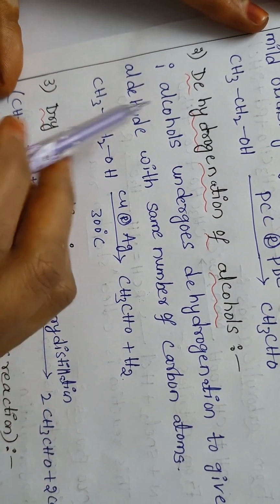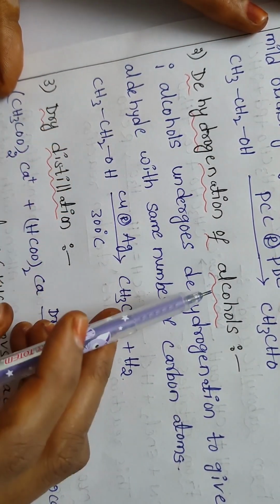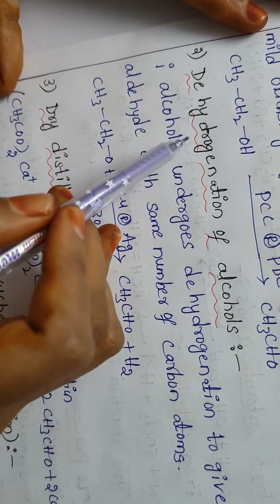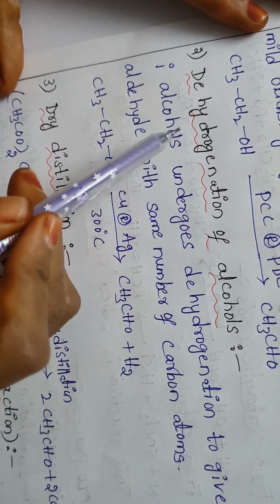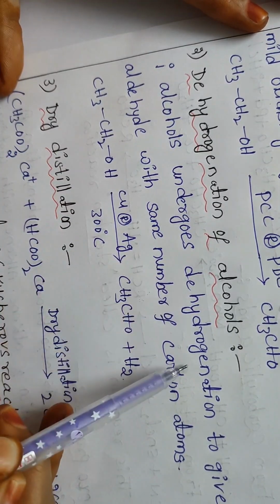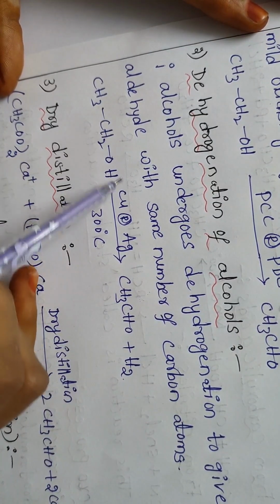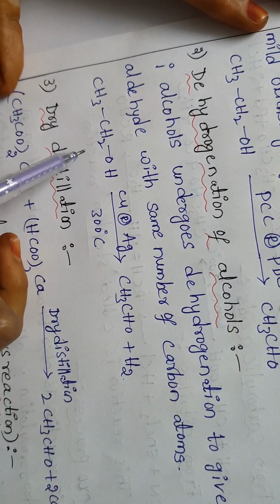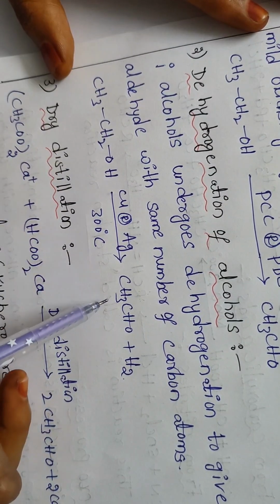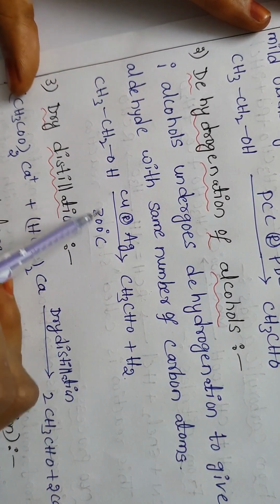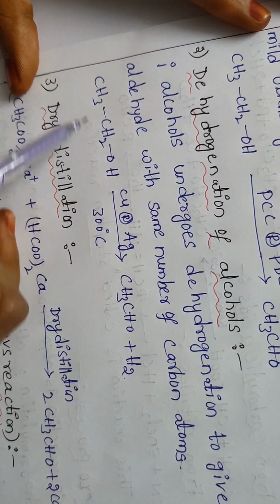Second preparation, dehydrogenation of alcohols. What is dehydrogenation? De means elimination, so elimination of hydrogens. Primary alcohols undergo dehydrogenation to give aldehydes with the same number of carbon atoms. So, ethanol undergoes dehydrogenation to form acetaldehyde.